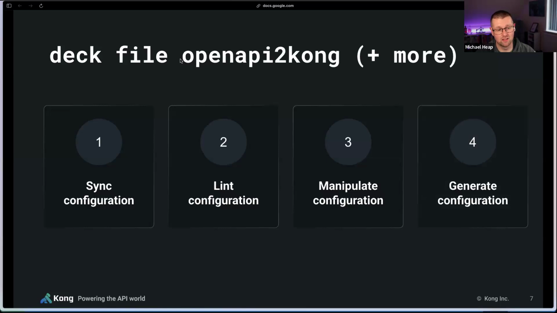And then finally, decK can actually generate your configuration. Things like decK file OpenAPI to Kong allow you to go from an OpenAPI file to the Kong declarative format, and also from the Kong declarative format to things like Kubernetes HTTP routes. So there's actually quite a lot to decK. I think most people really stick in box number one. We just use it to sync configuration, but it can do so much more.